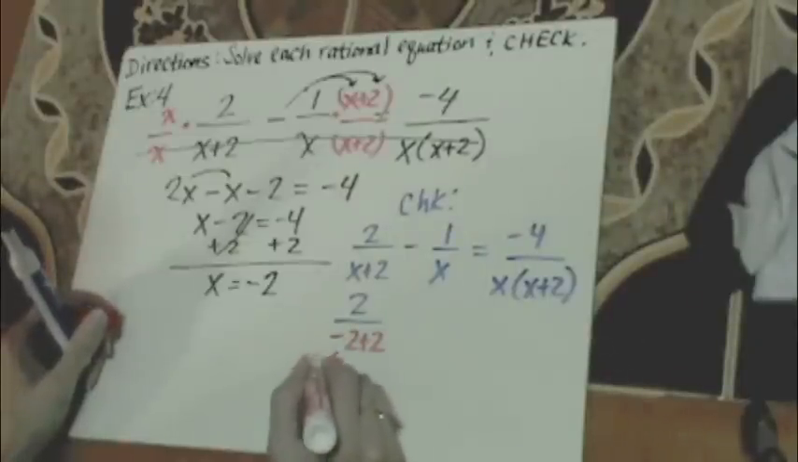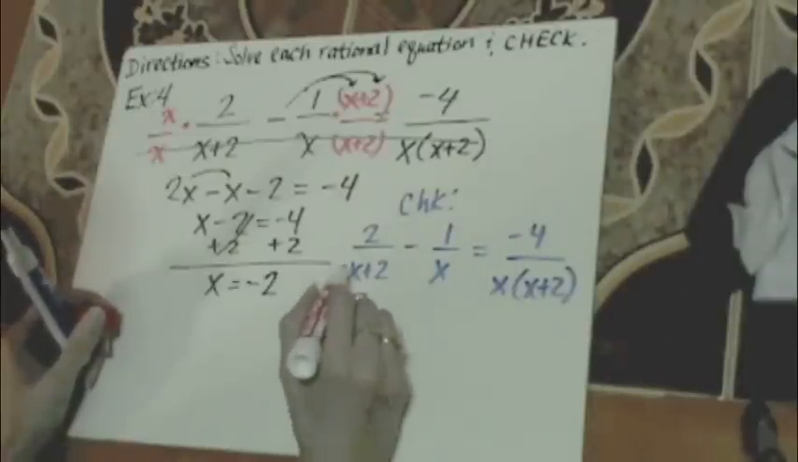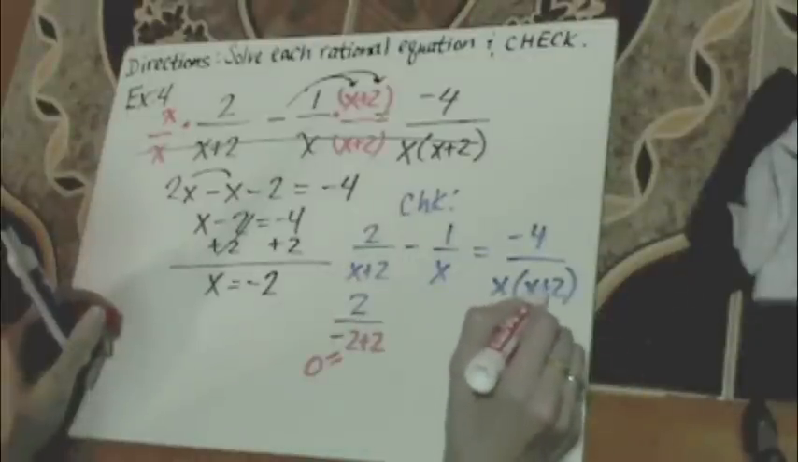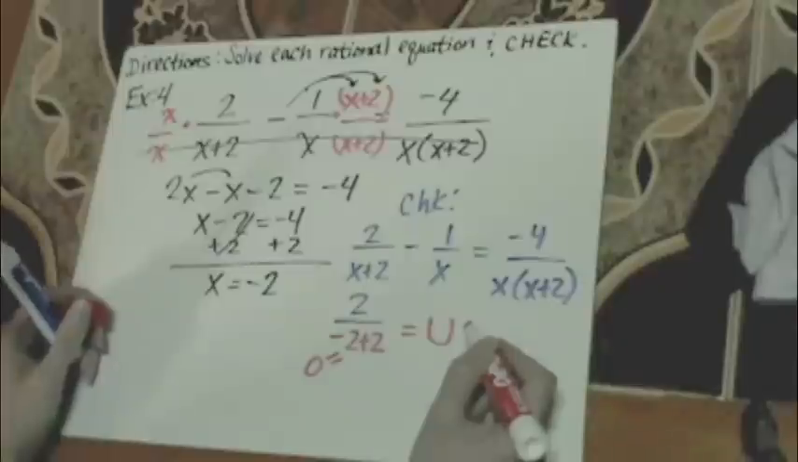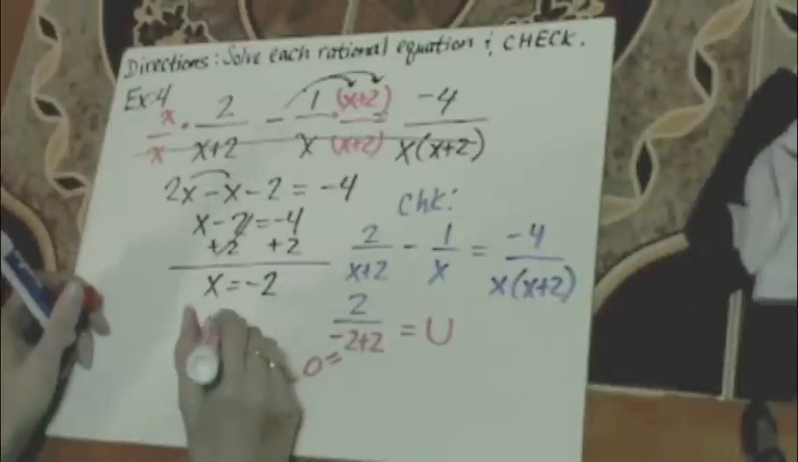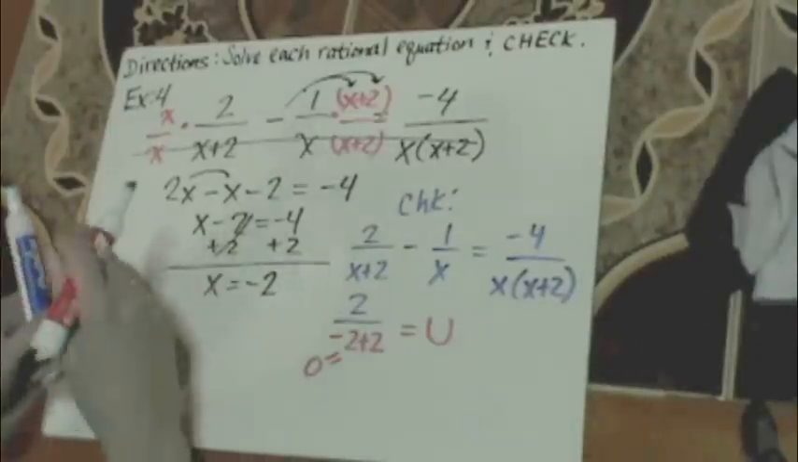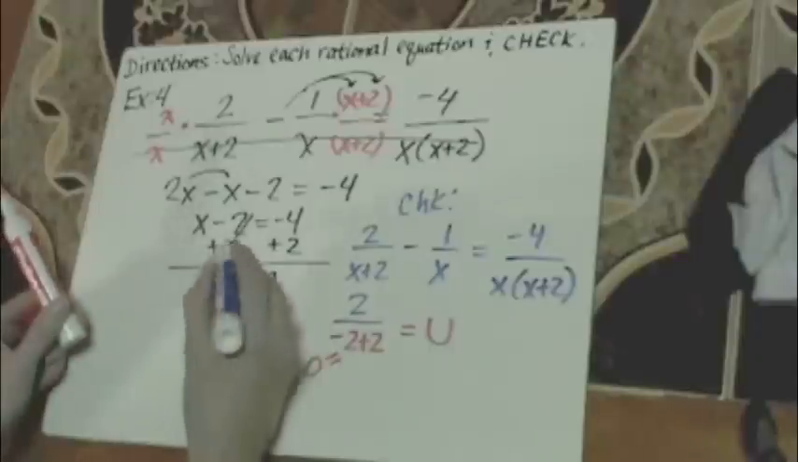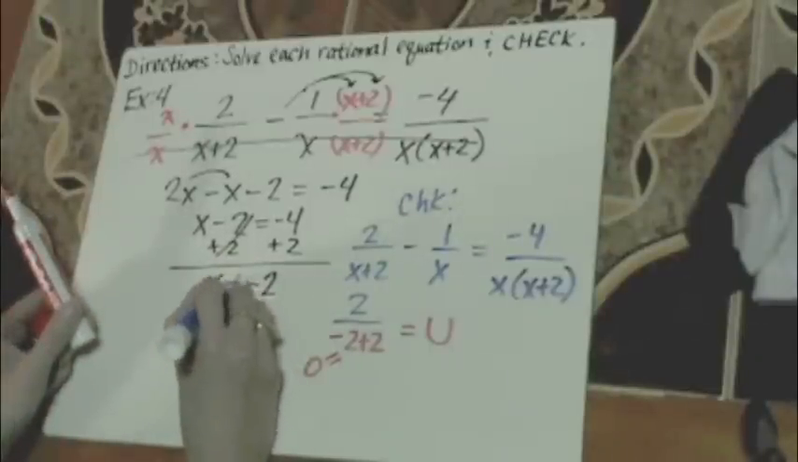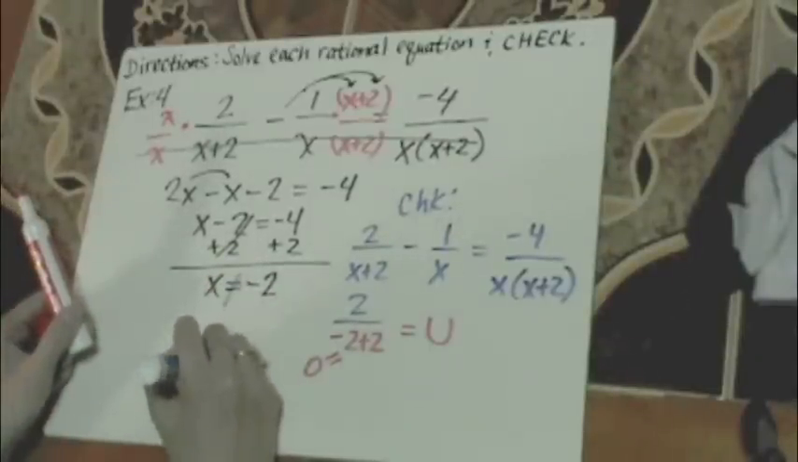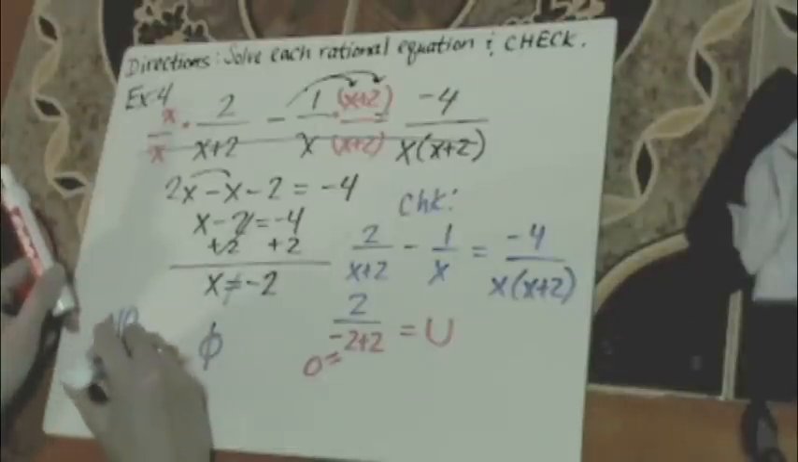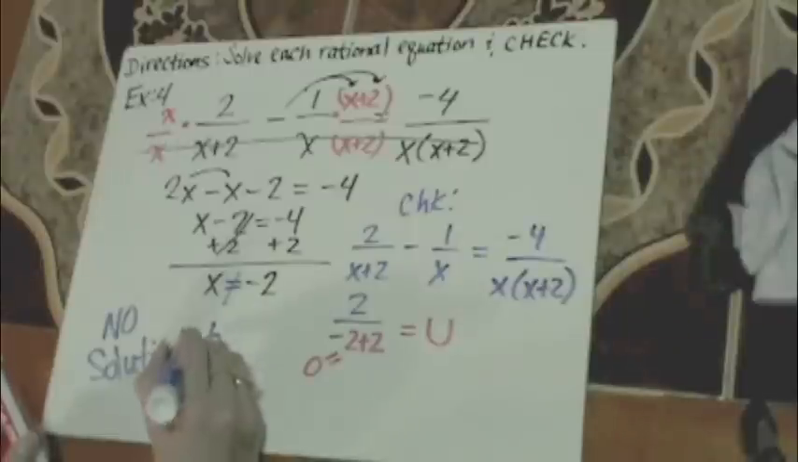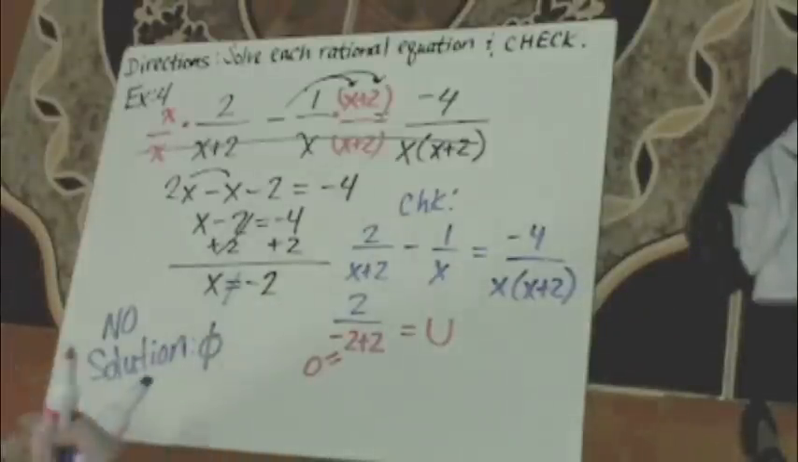I cannot have that. You can also automatically see negative 2 plus 2 is 0. So this is undefined. And so x cannot be equal to negative 2. And we have no solution here. We have no solution for this answer, which is that right there.